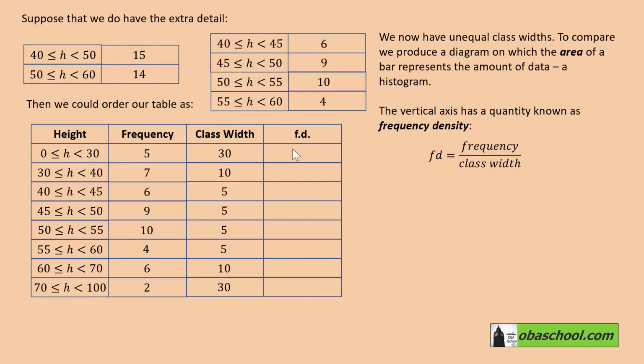We then need to compute the frequency density. So it's frequency divided by class width. So the first one is 5 divided by 30, which is 0.17 to 2 decimal places. Next one, 7 divided by 10, and so on. 4 divided by 5 is 0.8. We get 0.6, and at the end we get 0.07.